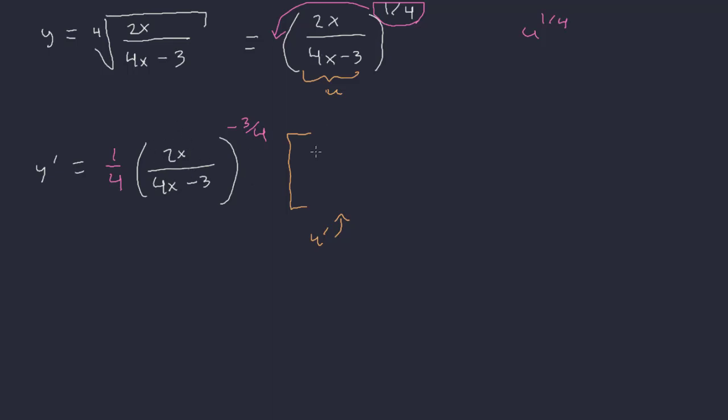Okay, it's going to be the derivative of the top times the bottom left alone minus the top left alone times the derivative of the bottom, which will be 4, all over the denominator squared.